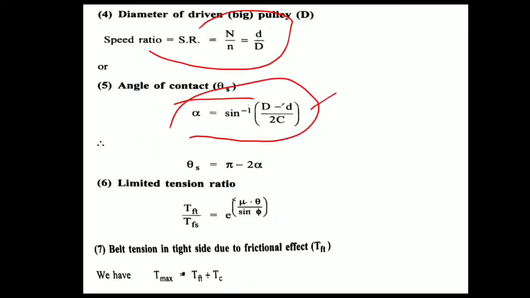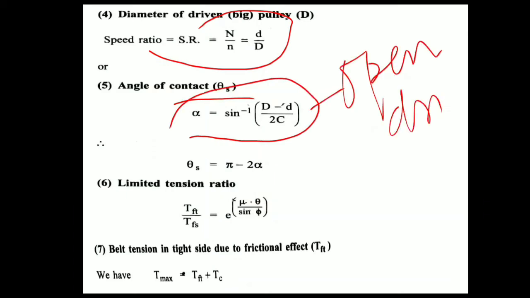So always remember, V belt is always an open belt drive. Why? If it is arranged in a cross belt drive, there will be a choke up between the belt, so there will not be movement between the two pulleys, correct? That's why V belt is always an open belt drive. Therefore we use the equation of the open belt drive as it is, that is with minus. So the angle of contact theta is equal to pi minus 2 alpha. So this is the fifth one.